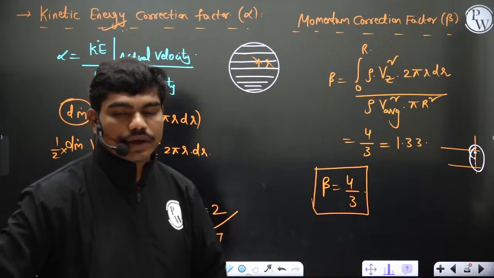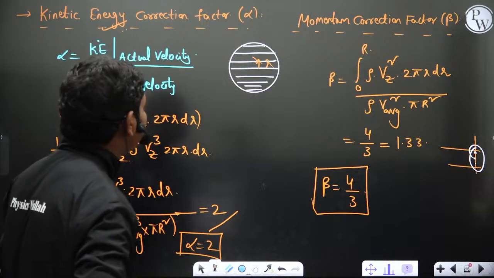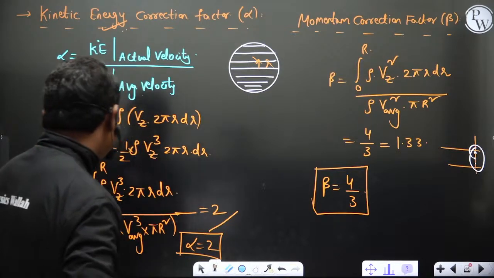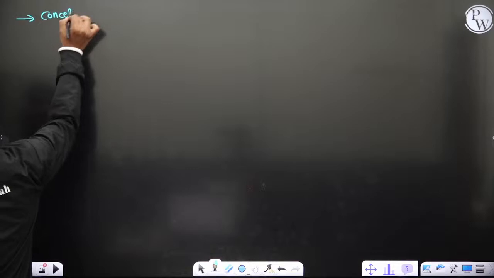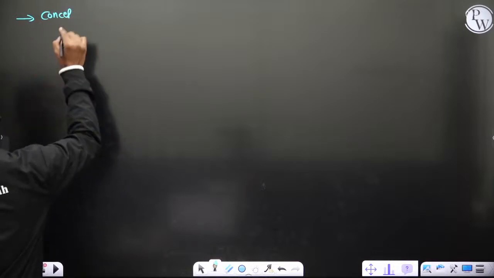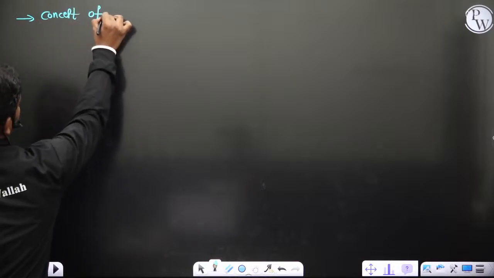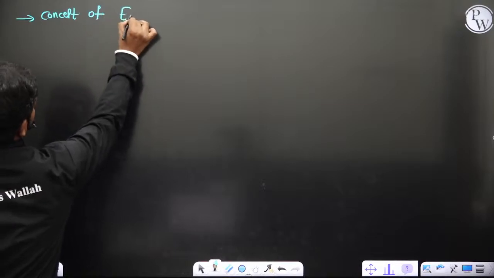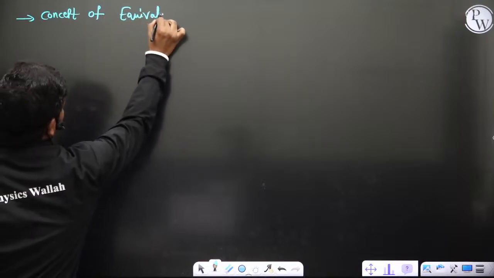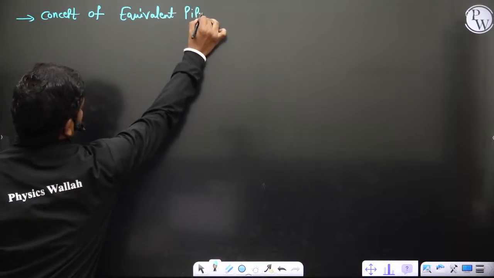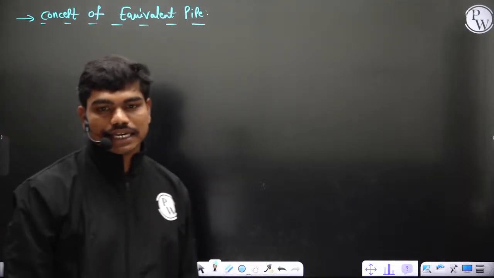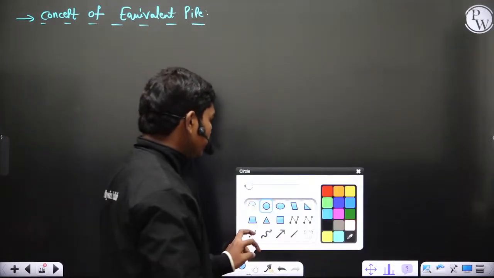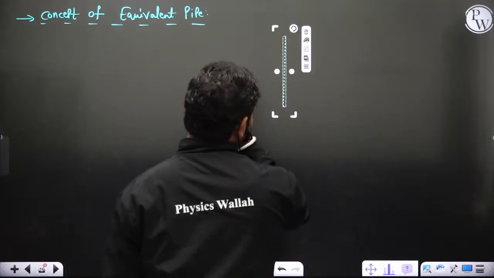Yeah, okay. So what we are talking about, kinetic energy correction factor. This concept of equivalent pipe we'll see. Concept of equivalent pipe. So what the equivalent pipe concept is actually, look, let us suppose there are two locations between which you have to transport some fluid.